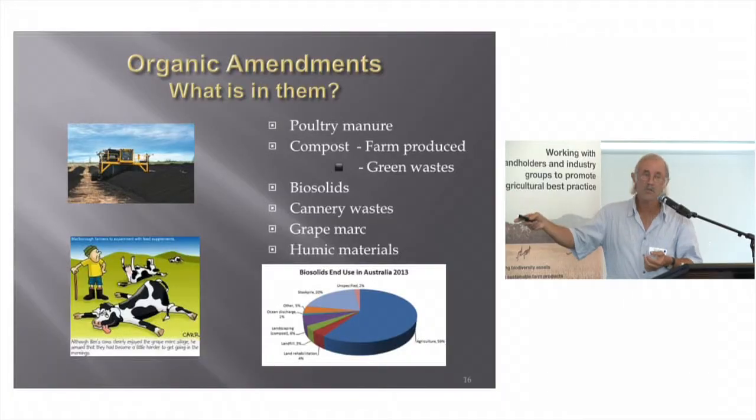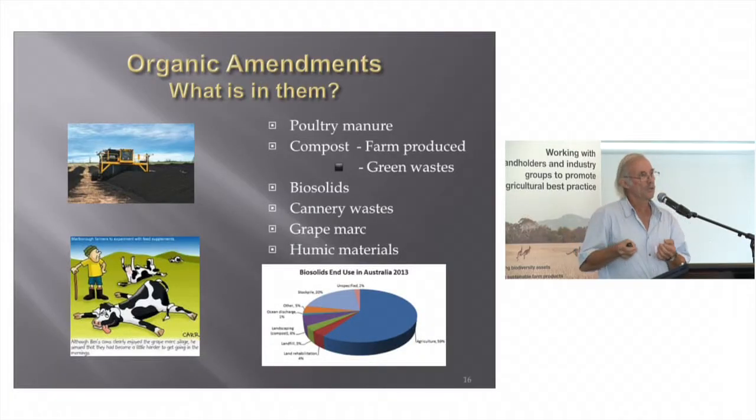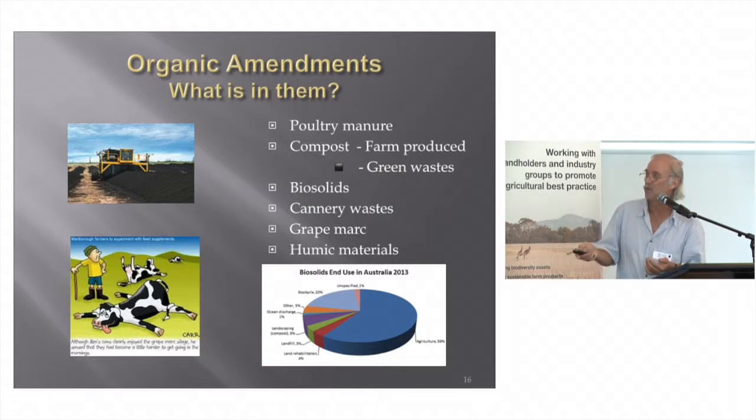So if you've got poultry manure, if you're getting compost, ask for analysis. If you're dealing with biosolids, certainly you'd like to know what's in those, because obviously there are risks of all sorts of organic chemicals and heavy metals, things like that. So you want to know what's actually in the product that you're utilising.